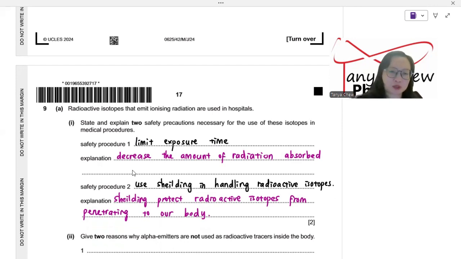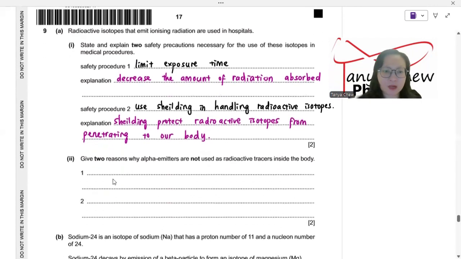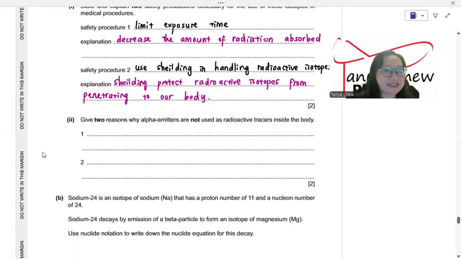And safety precaution two, I say use shielding in handling radioactive isotopes because shielding will prevent the isotope from penetrating towards our body. Now, the second one: give two reasons why alpha emitters are not used as a radioactive tracer inside the body. I would say that alpha particles are big particles and they could be stopped by a few sheets of paper. Our body is actually thicker than the paper, so it doesn't serve any purpose.